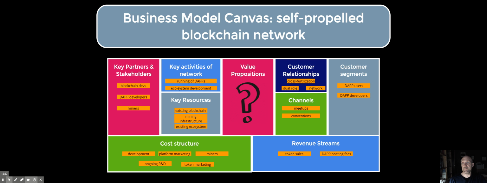So what are the activities? You could run dApps, you can run the ecosystem, and you have the development of the ecosystem. What are the resources that you need? Usually you need an existing blockchain with a mining infrastructure, maybe also an existing ecosystem if you want to build a decentralized application. Cost structure is you need to pay for the development. You may need to market your platform. You have to pay miners. You have to market the tokens if you want to use them, and you need to have some ongoing R&D. Your customers will be either dApp users or dApp developers, depending on which level you're trying to interact.